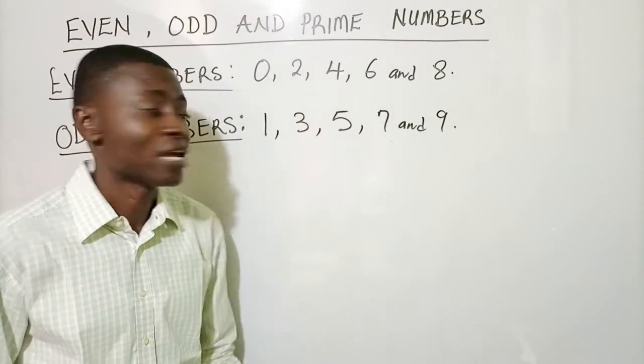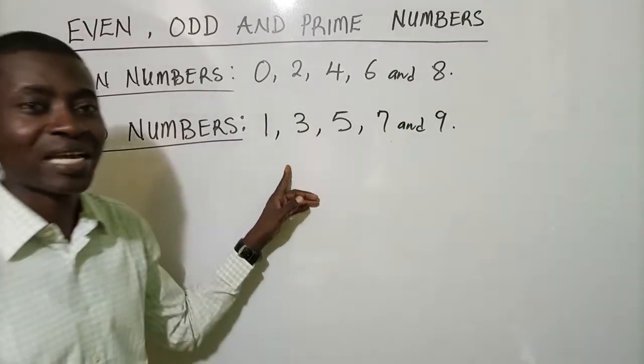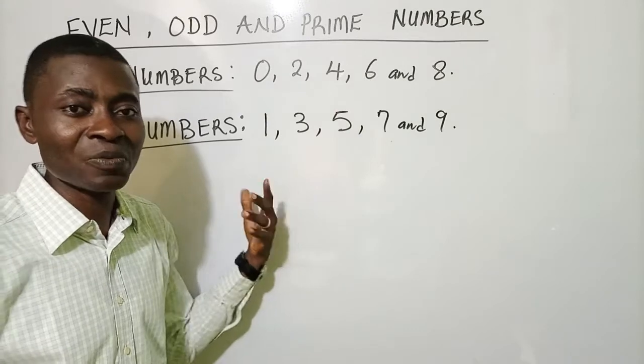You see, these numbers you are seeing here, if you divide them, you're going to have what? A remainder. It's going to be in a fraction.